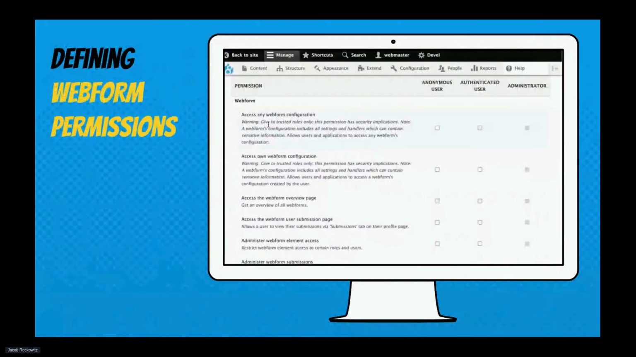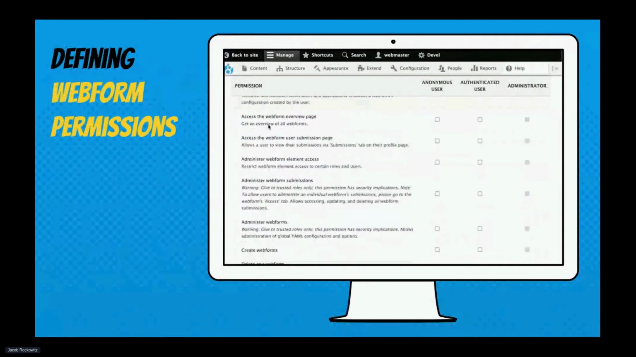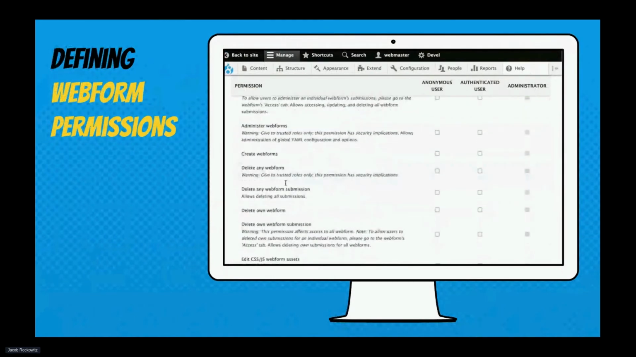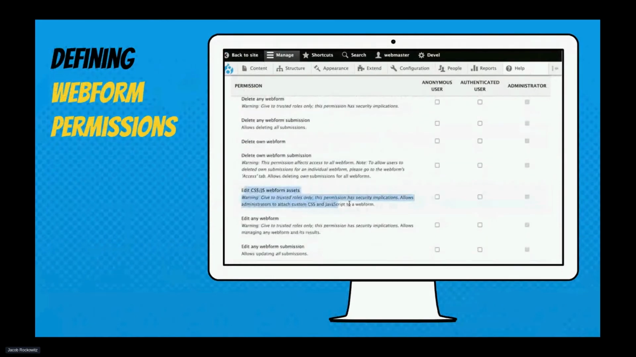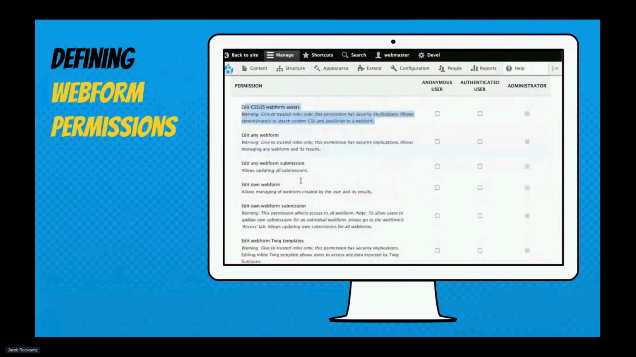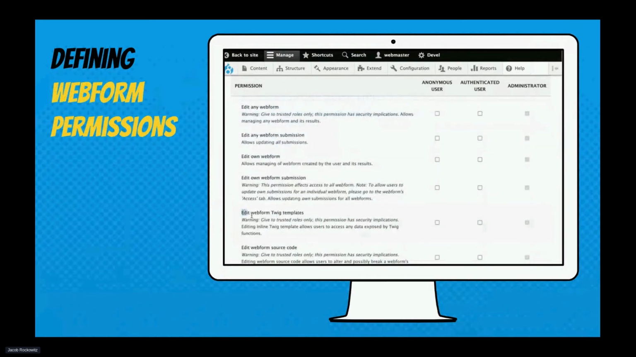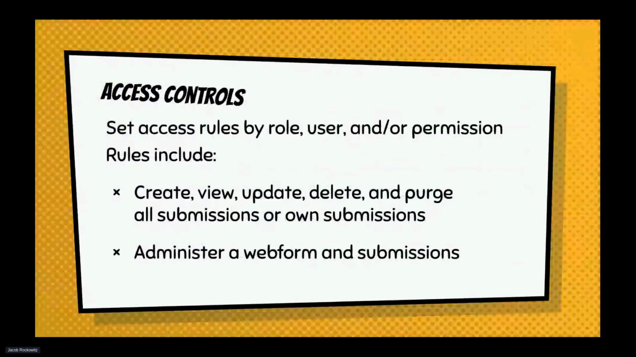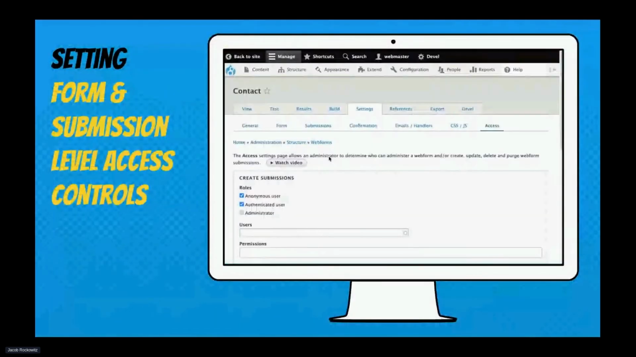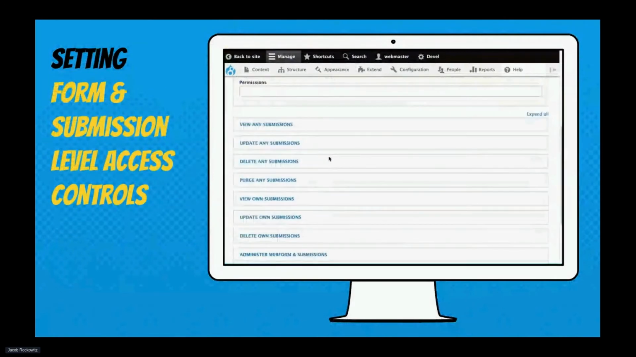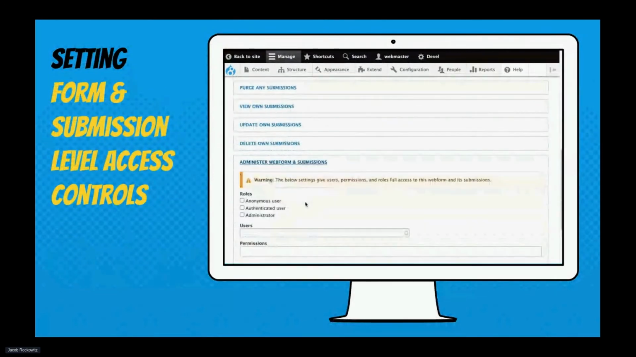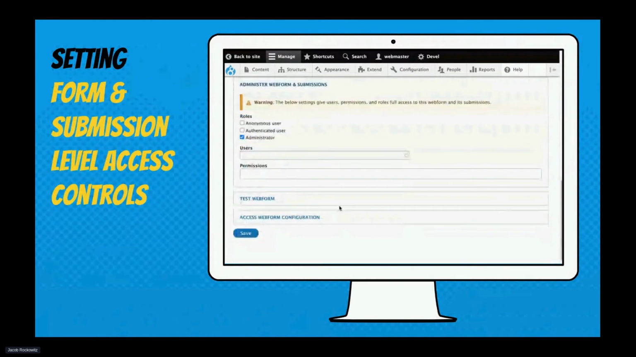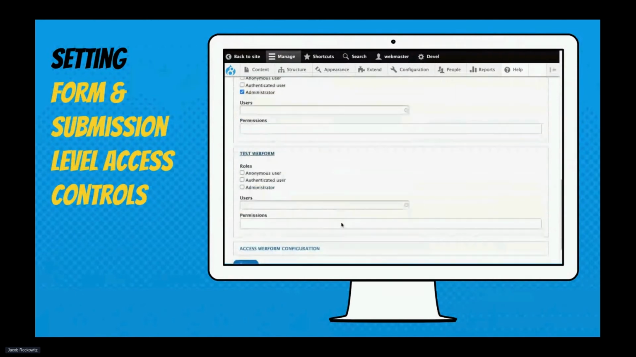And permissions, these are just some of the permissions. You can see there are little warnings about delete any form, any submission, editing anything like CSS or YAML, or even the twig. It's basically considered a high level permission. The access controls or rules are by role, user, or permission. This will just show you we're at a form. We could say who can administer web forms and select the roles, individual users, or even an individual permission to trigger it.